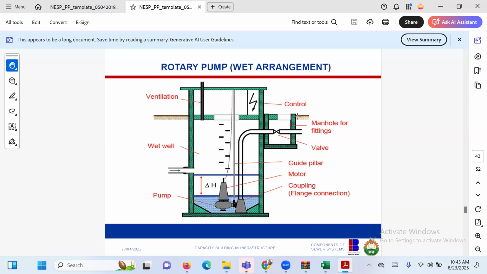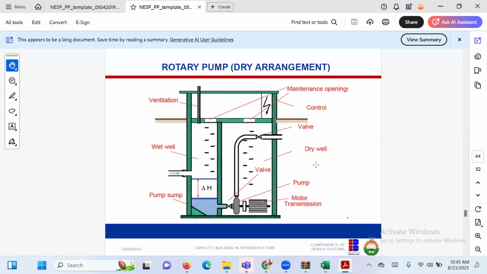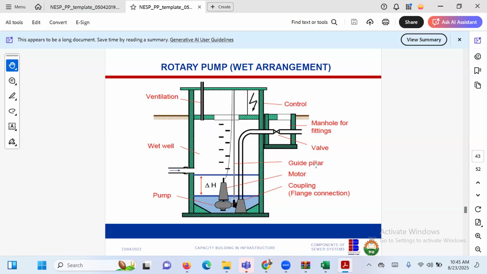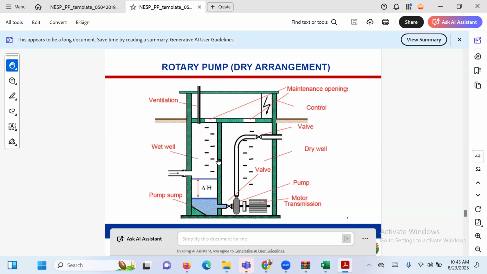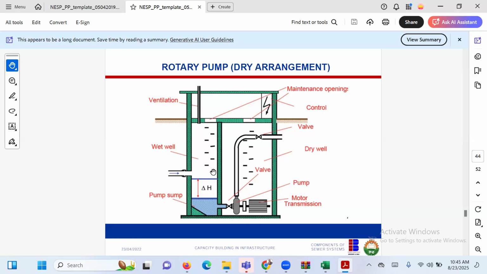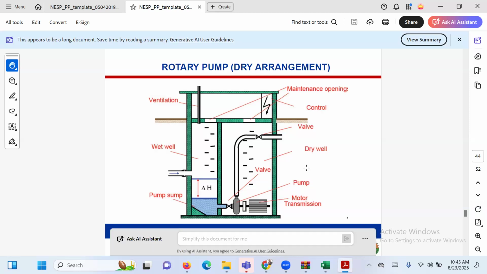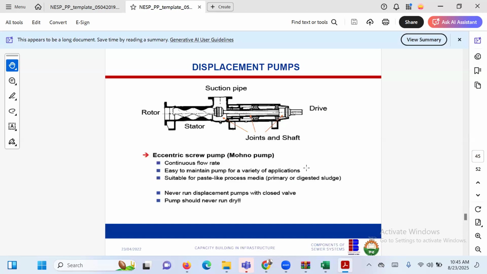Provide ventilation, provide control, and what have you. So this is a wet arrangement. In other words, it is submerged, and then this is a dry arrangement. Dry arrangement is not in contact with water, but the water is here. So this one means you cannot overflow this. You can't flood this one, but the first one you can flood it. So this is an example of a displacement pump. That's what it looks like, and that is the operation mechanism.